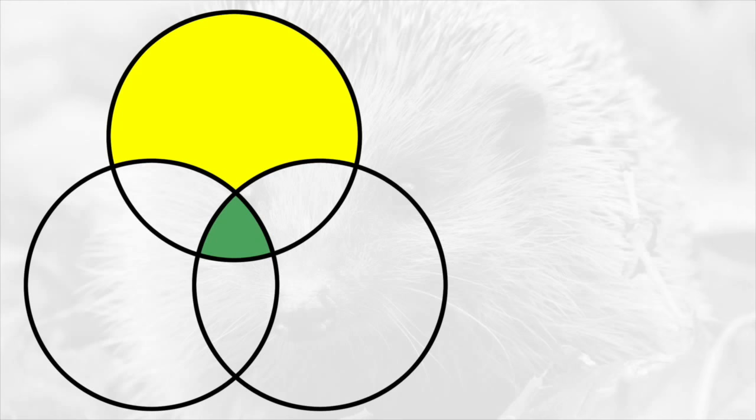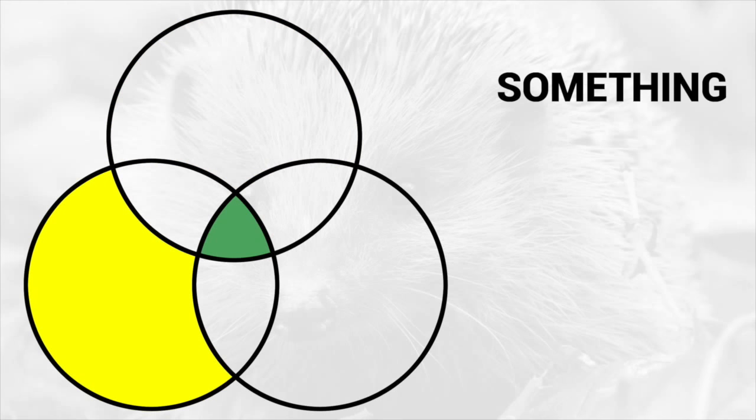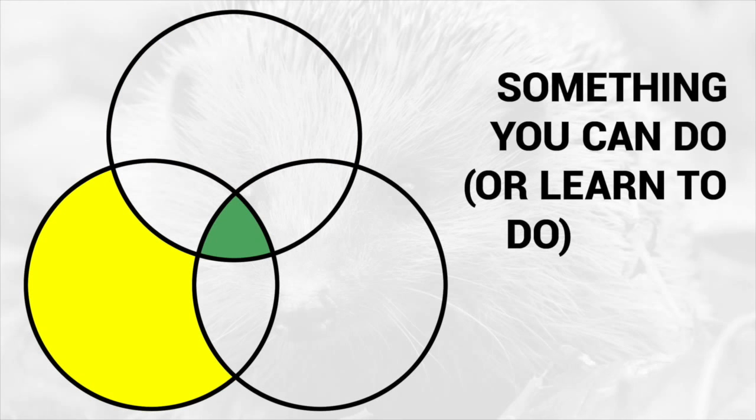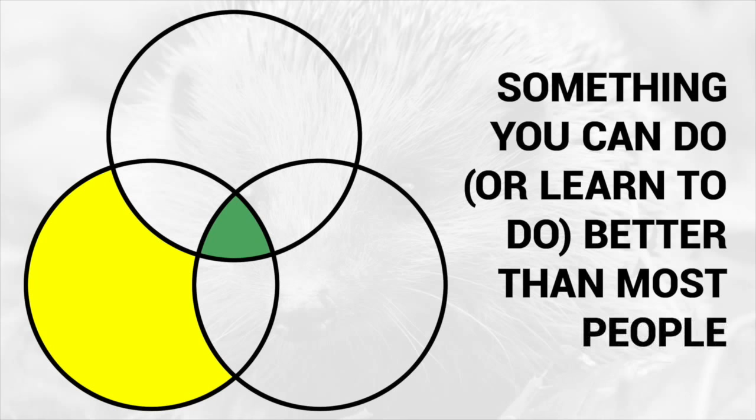Let's move on now to step 3, the third circle. Something you can do or learn to do better than most people. A few things to keep in mind here. The first is time constraints. I tend to believe you can learn pretty much any skill to a professional level given enough time and practice.